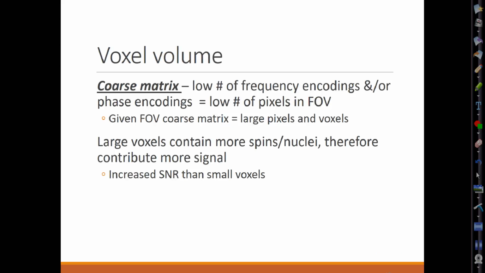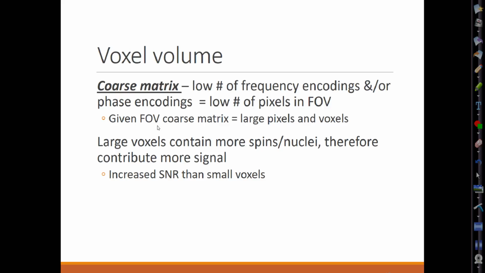All right, so larger voxels are also called a coarse matrix. This is where we have a low number of frequency encoding or phase encoding steps. Remember, frequency encoding is really just how many times we look at that signal, those raw data points along that signal amplitude. And our phase encodings are the number of rows within k-space. So a 128 by 128 would be considered a coarse matrix compared to a 512 by 512, which would be a fine matrix.